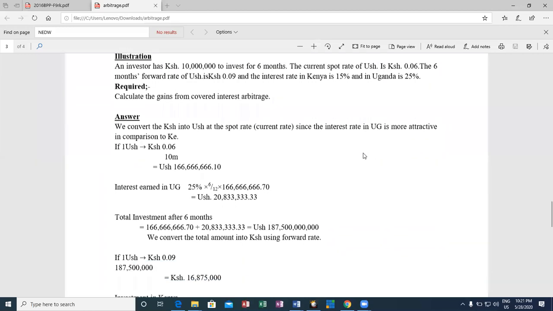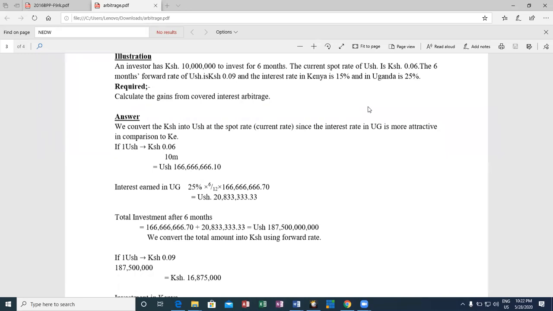0.06. We are told the 6 months forward rate of a Uganda shilling. So we have here the forward rate. The forward rate of a Uganda shilling will be 0.09. Still, Kenya shillings per Uganda shilling. So I'm reading again. It's good to be clear. The 6 months forward is 0.09 Kenya shillings per Uganda shilling.